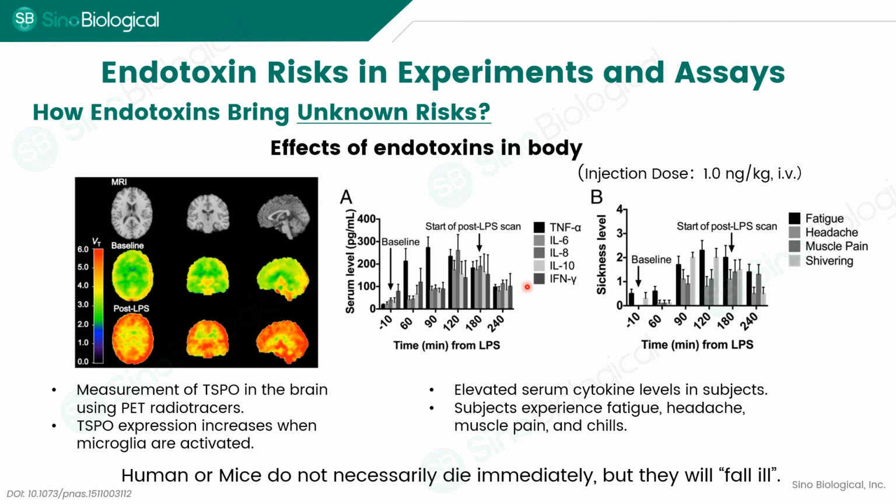In addition to the changes in the brain, systemic immune activation is also observed. Following endotoxin exposure, the subject shows elevated levels of cytokines in the blood. We will also observe that the subject, like a human or mouse, may experience fatigue, headache, muscle pain, or chills. This is to say, the human or mice do not necessarily die immediately after the exposure to the endotoxin, but they may fall ill.